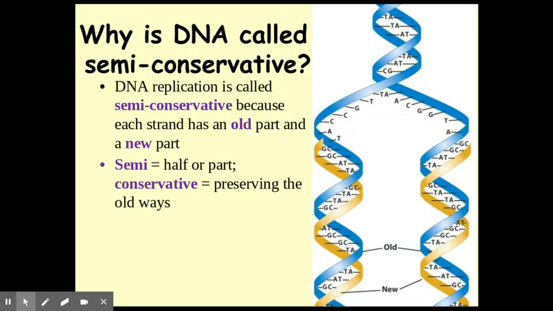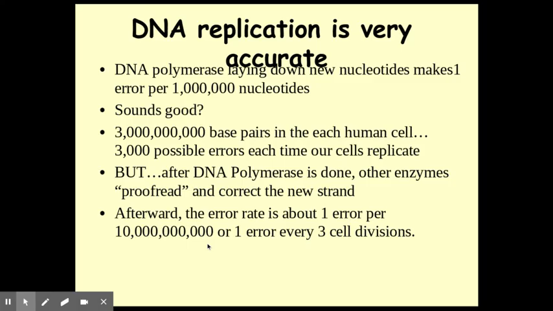So why is DNA replication called semi-conservative? It's because DNA replication has an old part and a new part. Semi means half or part, and conservative means preserving the old way. So it's semi-conservative because it has an old part and a new part. It's conserving half of the original DNA.